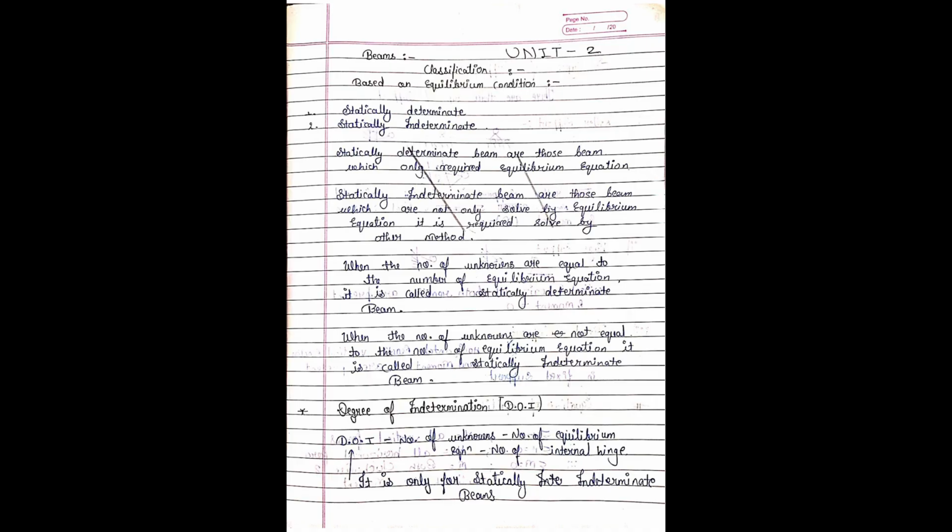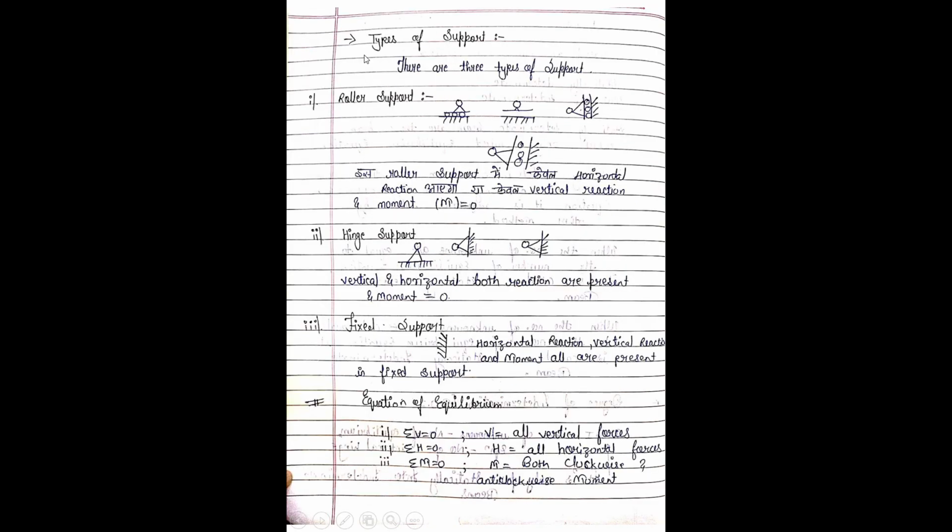Now we can classify the beams in two ways. The first one is the statically determinate beam and the second one is the statically indeterminate beam. Before discussing the classification of beams, first we will discuss the different types of supports. A beam is supported by different types of supports, and by changing the support condition or end condition, we can change the name or the type of the beam.